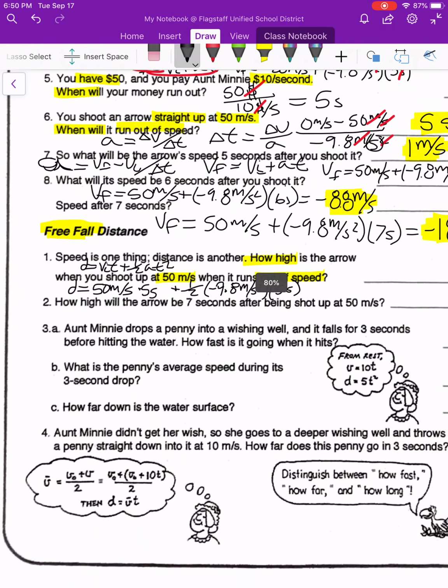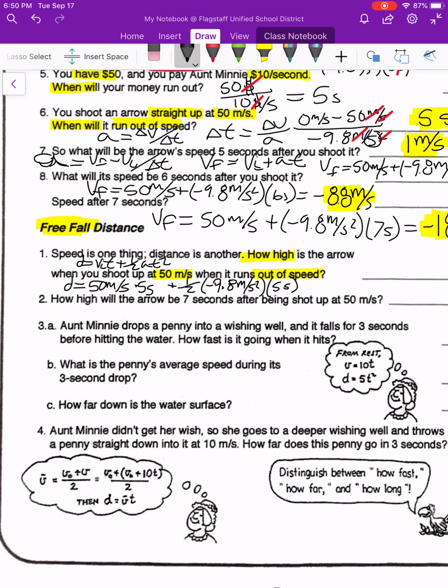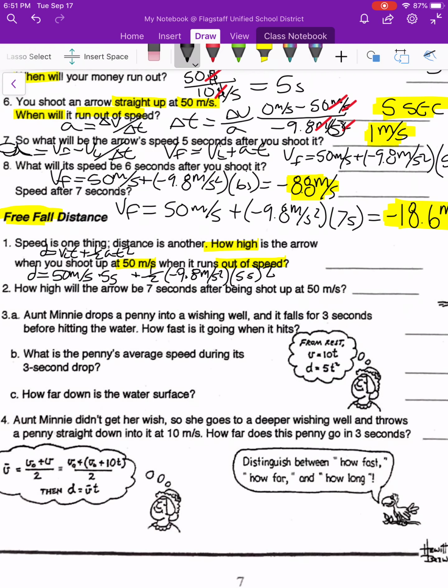So I got, hold up. I messed up. You see where I messed up? Hopefully you guys saw it. Squared. Okay? I need to make sure I square that. 5 squared is 25 times 9.8. There we go. This is making more sense. Okay. So I got 127 meters. Okay, hopefully you guys got similar answers to that.